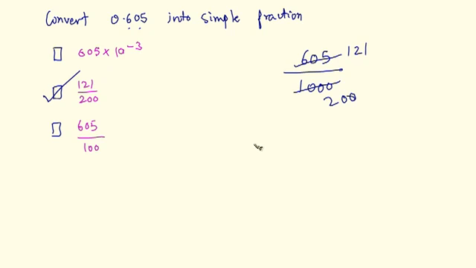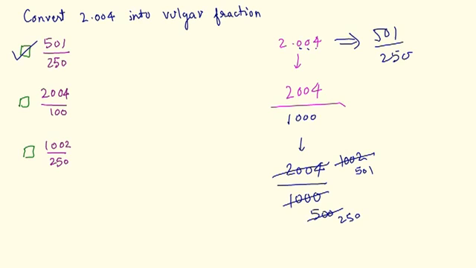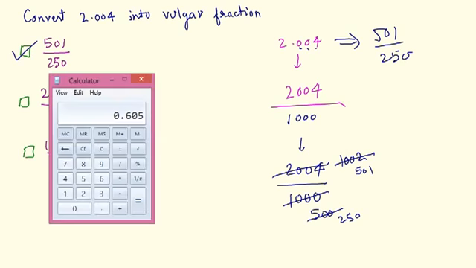Now one thing I wanted to tell you is that when you solve this simple fraction, you get the decimal fraction. If I divide 121 by 200, I get the same decimal fraction, 0.605. Let's take the previous example. If I divide again 501 by 250, I would get 2.004, and that's what we get.